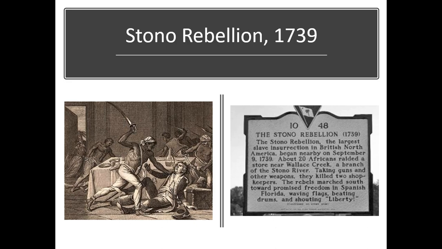So the Stonewall Rebellion was one of the early rebellions. This happened on plantations on and near the Stonewall River in South Carolina. This uprising of slaves resulted in many plantations being damaged. 20 white people were killed before it was suppressed. And we're going to learn more of these later. We'll talk about the Nat Turner Rebellion that happens more towards the Civil War. But the one rebellion or revolution that you have to talk about is Haiti.